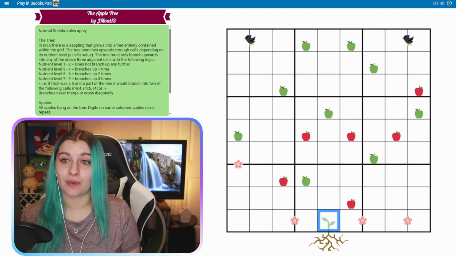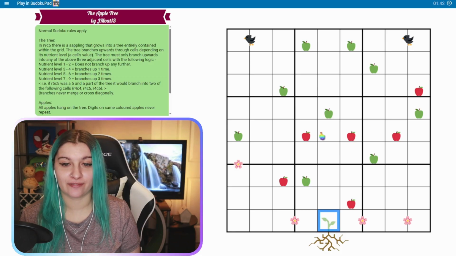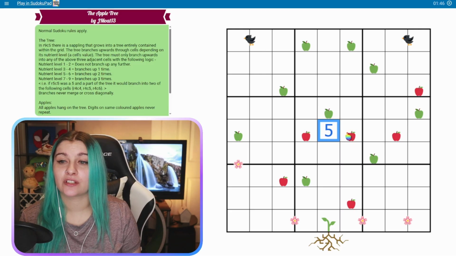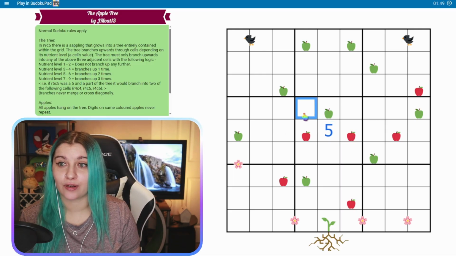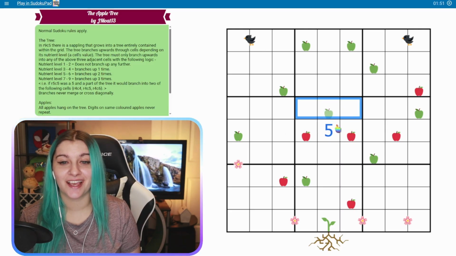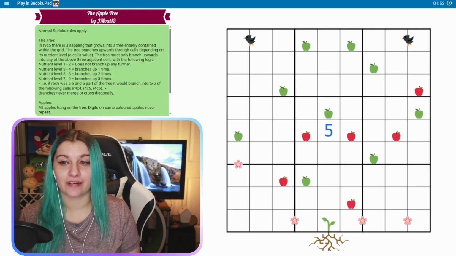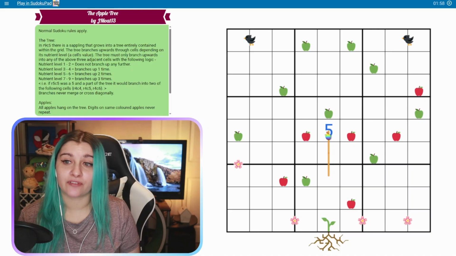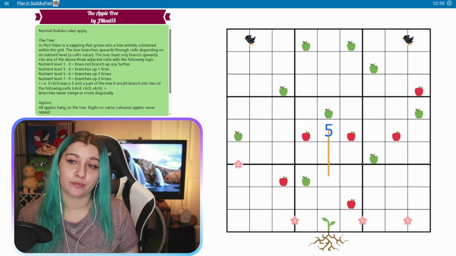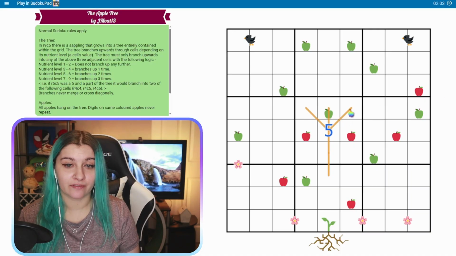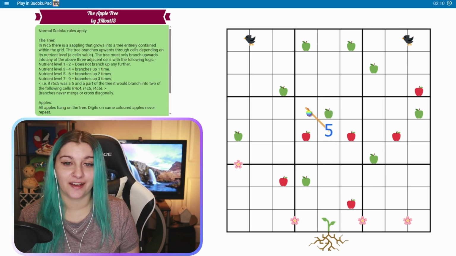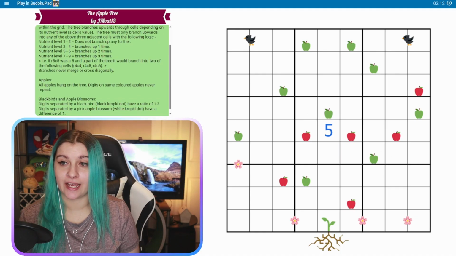So, okay, we have an example. If row 5, column 5 was a 5 and a part of the tree, it would branch into 2 of the following cells. Row 4, column 4, row 4, column 5, row 4, column 6. So this being part of the tree here, if this is a 5, which means it's a nutrient level 5, 6, which means it branches up 2 times. So of these 3 options, 2 of these would be part of the tree. Maybe it goes like this or something like that. Okay, what else do we have?